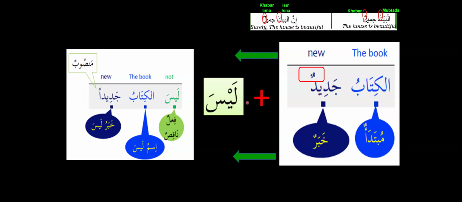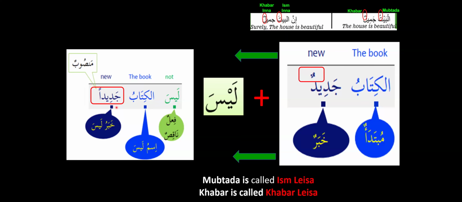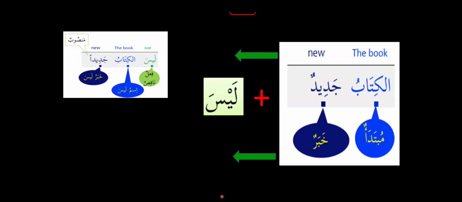So you see, jadidun was our original khabar, which was marfu. After laysa, it became mansub. So it is very simple. I hope everybody understands that really it is nothing difficult in that. Laysa is used for negation. It means not. It changes mubtada's name and makes it ismu laysa. It changes the name of the khabar and makes it khabaru laysa, and also changes the i'rab of the khabar and makes it mansub. So we have seen that already. Laysa al-kitabu jadidan, the jadid is mansub and al-kitab is ismu laysa, which is marfu, right?